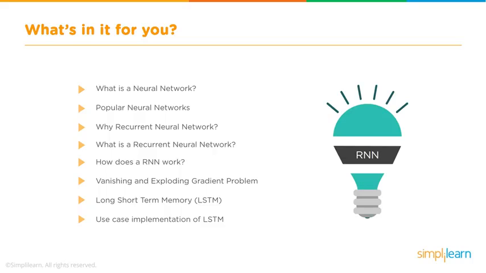What's in it for you? We will start with, of course, the fundamentals. What is a neural network and popular neural networks? It's important to know the framework we're in and what we're going to be looking at specifically. Then we'll touch on why a recurrent neural network, what is a recurrent neural network, and how does an RNN work. One of the big things about RNNs is what they call the vanishing and exploding gradient problem. So we'll look at that.